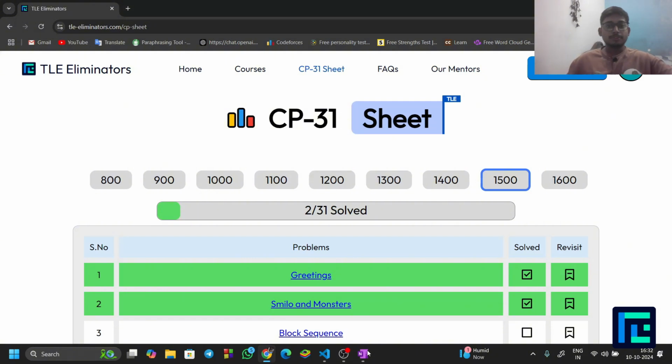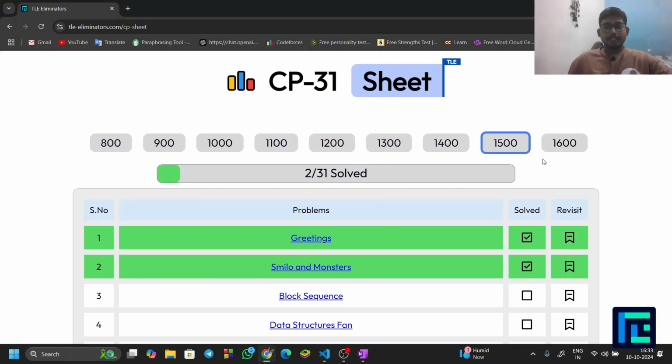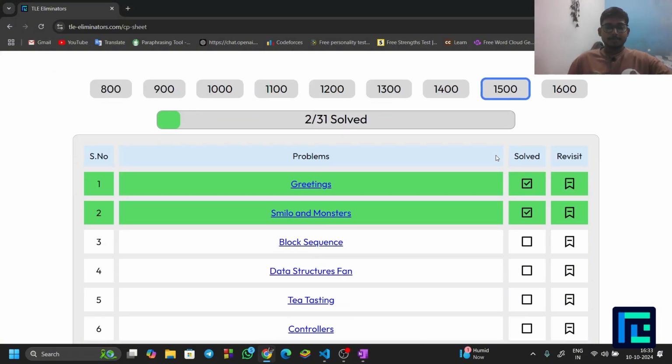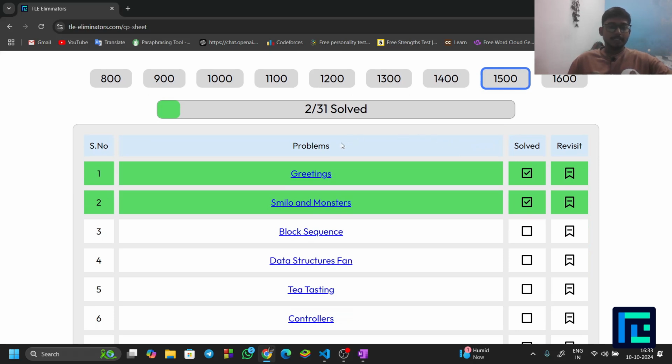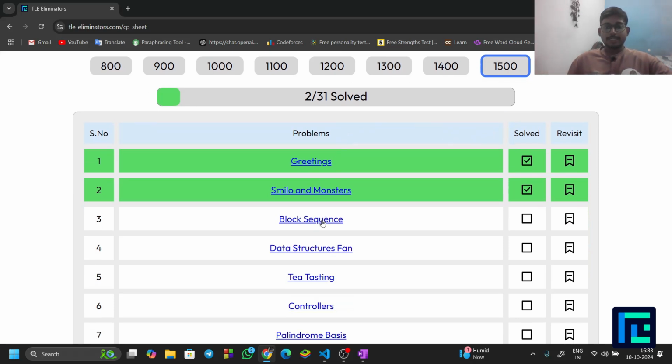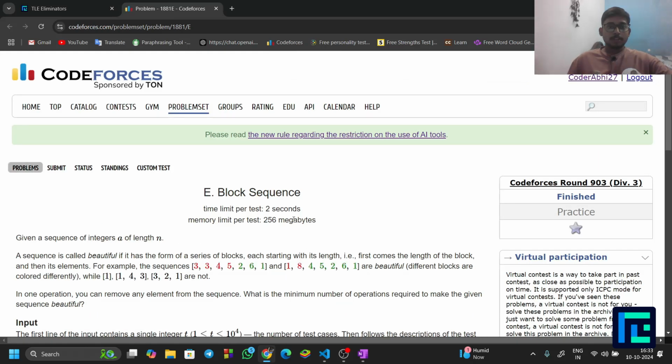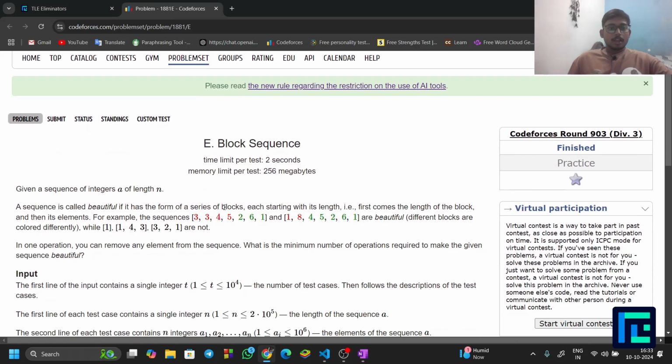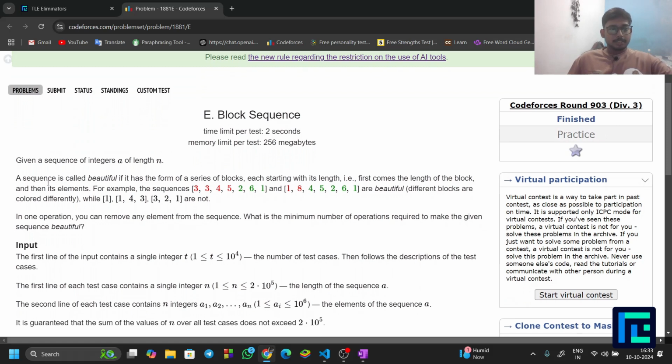Okay, so we'll move to the CP-31 sheet and we can see that the 1500 rating mark has been checked. We can see the clickable links for our problems. So let's click on this third problem, which is Block Sequence. Okay, let's read the problem statement.